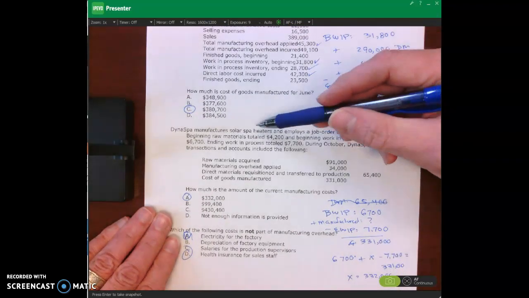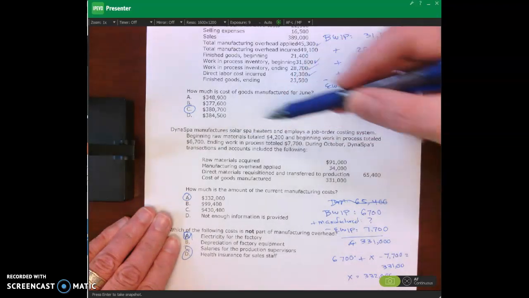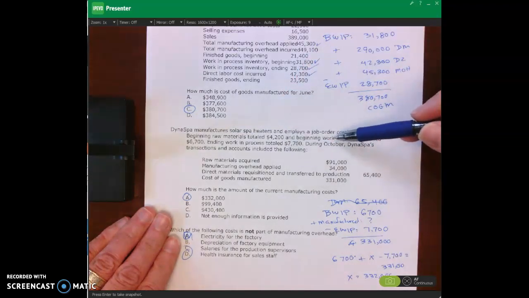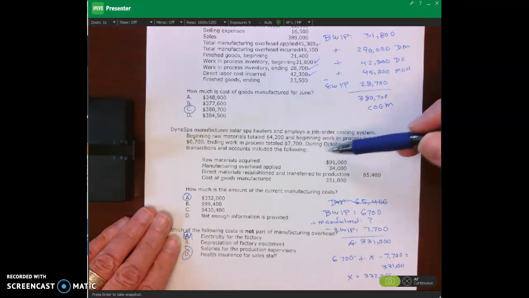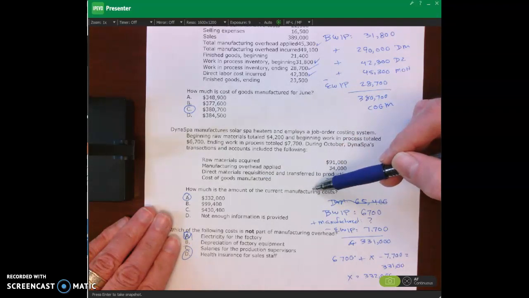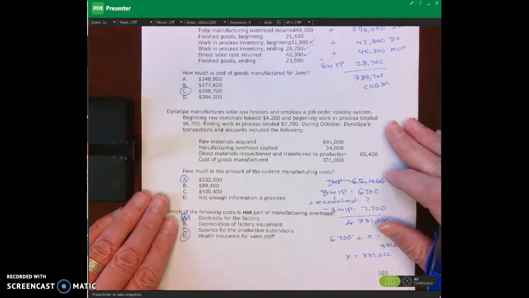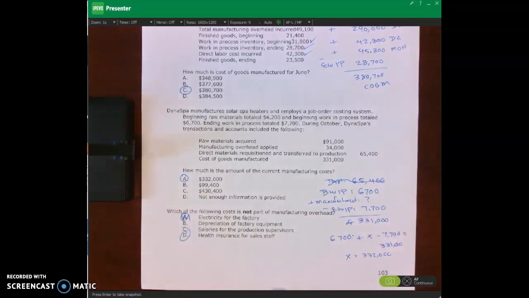We have a company that makes solar heaters, and we use job order costing. We have our beginning raw materials, our beginning work in process, and ending work in process, and we're asked, what is the current amount of manufactured cost? This is similar to the problem we just talked about, where we need to be kind of clever and set up an algebra equation. We can use our knowledge of how to calculate cost of goods manufactured to set up the equation to solve this problem, okay?